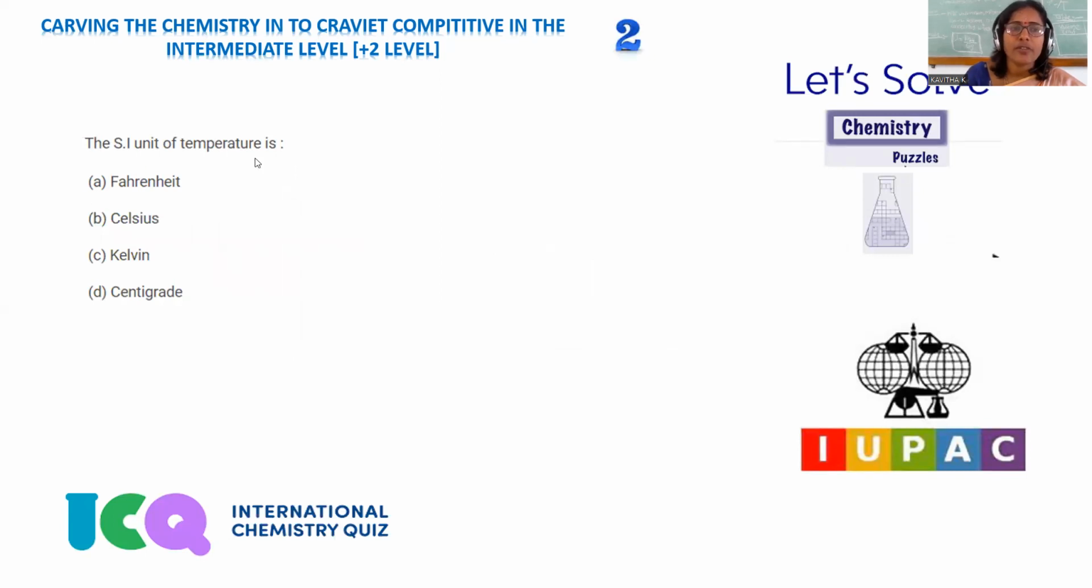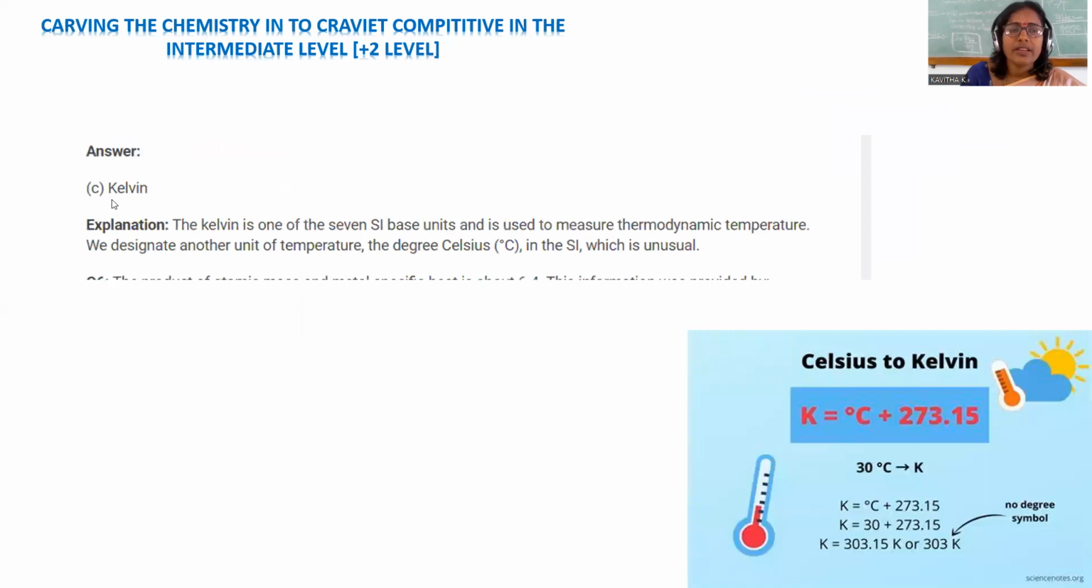The SI unit of temperature is, it's a very fundamental question. The temperature unit in the SI units to be discussed: Fahrenheit, Celsius, Kelvin, centigrade. Right. So here Kelvin is the right answer. Kelvin is one of the 7 SI base units, and among the 7 SI base units, Kelvin is the unit used to represent temperature.